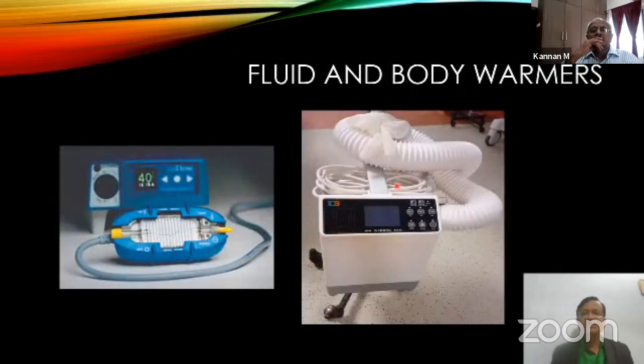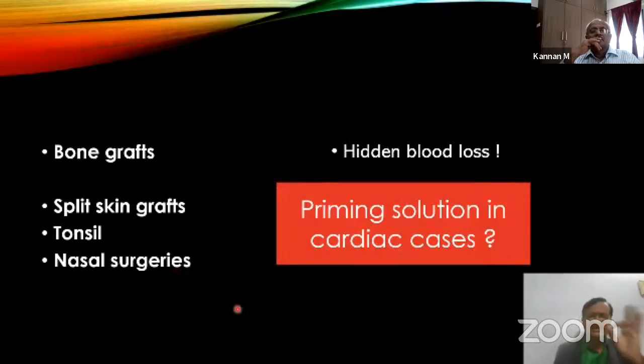There are fluid warmers and there are body warmers. Now there are certain surgeries where we will not know the loss. For example, a priming solution in cardiac cases. I am not going into the detail of this. If 1.5 liters of priming solution enters the circulation after you start your cardiac case, then see the anemia. That is why in sick patients, in pediatric patients, they start with blood priming.